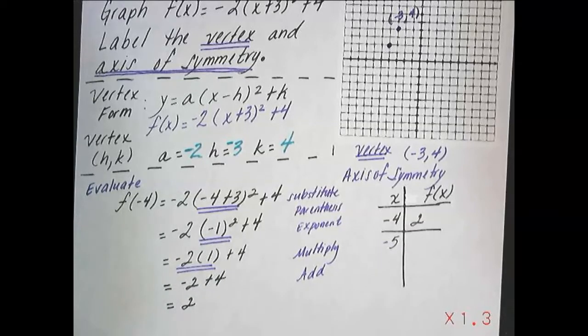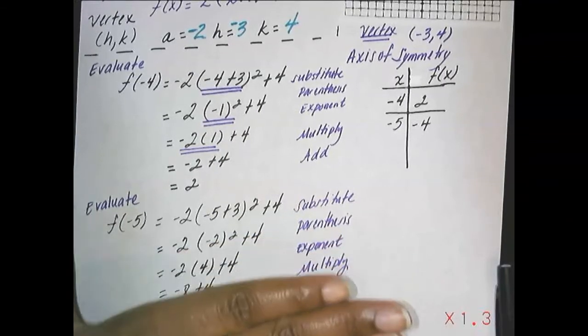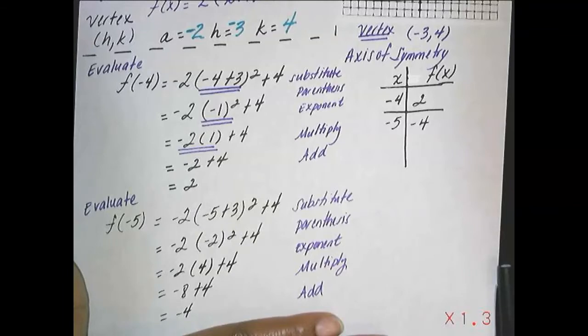Why don't you evaluate the -5? So pause me. Don't cheat. Don't skip ahead. Why don't you do it yourself? Practice makes better. Did you get this first line? Did you get the second line? Did you get the third line? Did you get a -4?